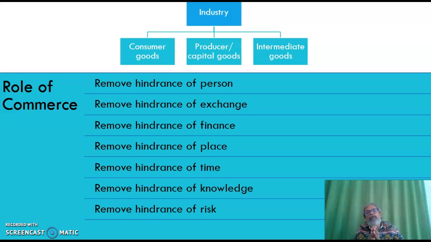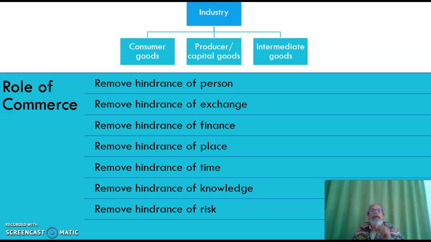Here individuals or some organizations are associated with that area. The role of commerce is reducing the hindrance of persons. Different individuals are involved in this area. Which type of persons are required? The traders are required, the individuals are required for selling the product, and commerce is reducing that hindrance, playing an important role in establishing the contract between the producer as well as the consumer.